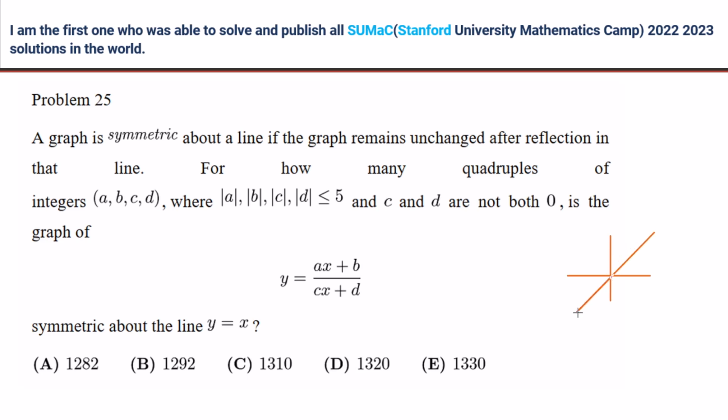Yeah. So if you, for example, consider x1, y1, if you reflect it about this line, it goes to what? y1, x1. Yes, so it means what? If this function is symmetric about this line, it means what? x equals (ay plus b) over (cy plus d).